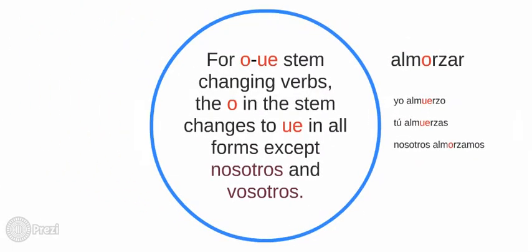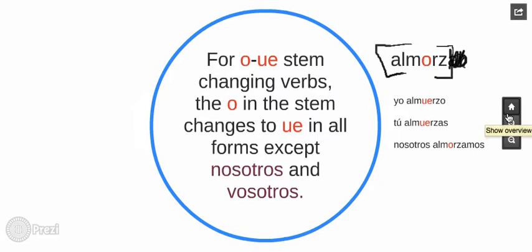Let's get to it. For O to UE stem changing verbs, the O in the stem changes to UE in all forms except nosotros and vosotros. Hopefully this sounds familiar to you, because this is the same lesson that you got about E to IE stem changers with different letters in here. So we have almorzar, and if we take a look at our stem, it's almorz. I'm going to drop my AR. Remember, that's how we conjugate regular verbs. We drop the ending, we add the appropriate ending. We're doing the same thing now. We're just taking an extra step to change this O here to UE.